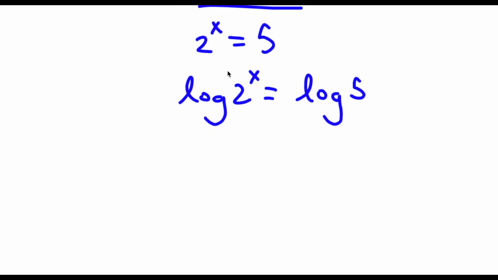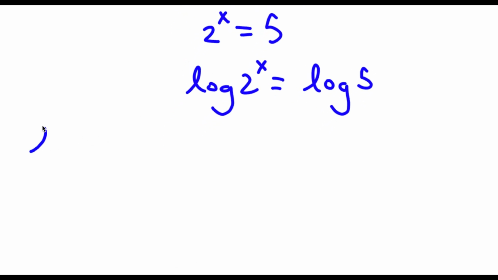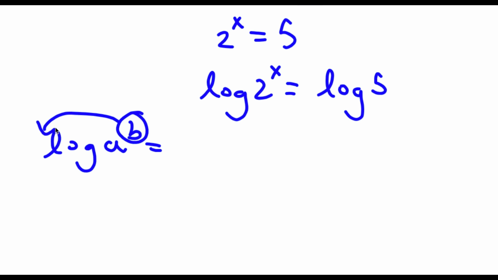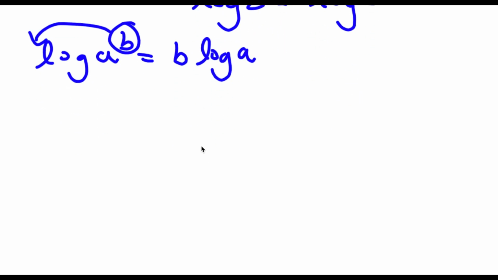Now, an important property of logarithms is that if I have something in the form log a to the power of b, I can actually move this exponent b to the front of the logarithm. So this is going to equal b times log a. And this property is so important because, as you can see, right now we have 2 to the power of x is equal to 5.